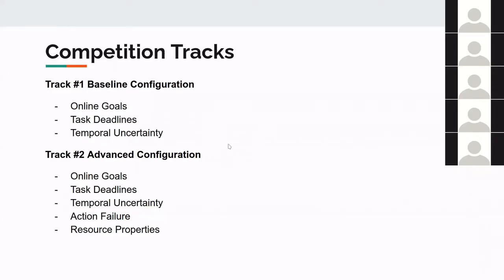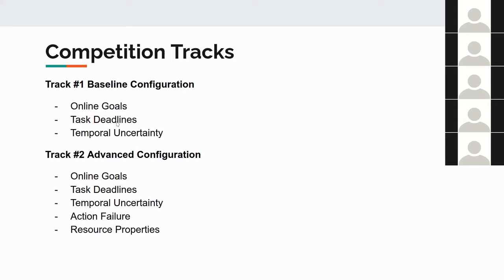Okay. Take a look at the competition packs. On the repository, we've included two configurations which we think are quite interesting to try and tackle. The baseline one, I think it's called simple configuration on the repository rather than baseline, but it's by no means entirely easy. Goals are going to come in online in a similar way that they did in the RoboCup Logistics League. The goals have deadlines and your agents will be oversubscribed.